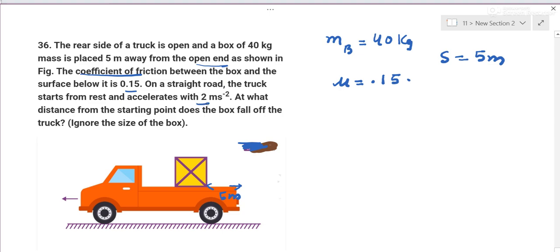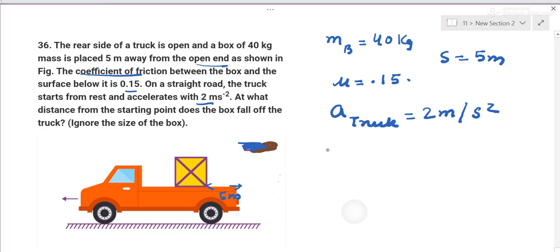Acha, this is the acceleration of the truck. Acceleration of the truck is 2 meter per second square. You have to find out at what distance from the starting point the box falls off the truck. Okay, the box will fall off, and what is the distance covered by the truck? That is the distance we have to find out.